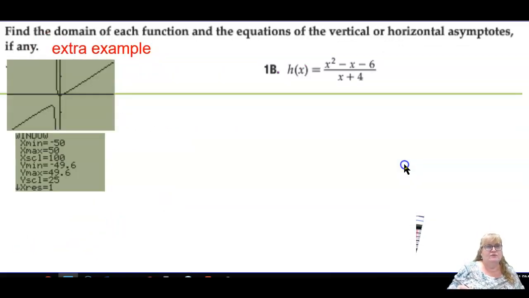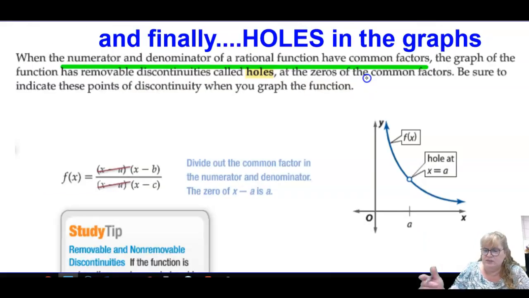Find the domain for each function. Oh, this is an extra example you don't have. I think I'm just going to do this one in the notes and not in the video. So check out the notes or try this one on your own. I'm going to move on so the video is not so long because we still need to talk about holes.